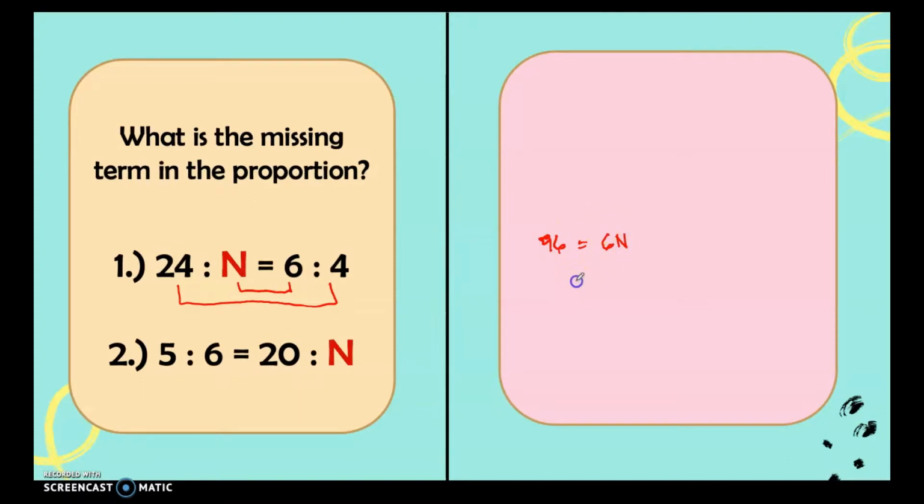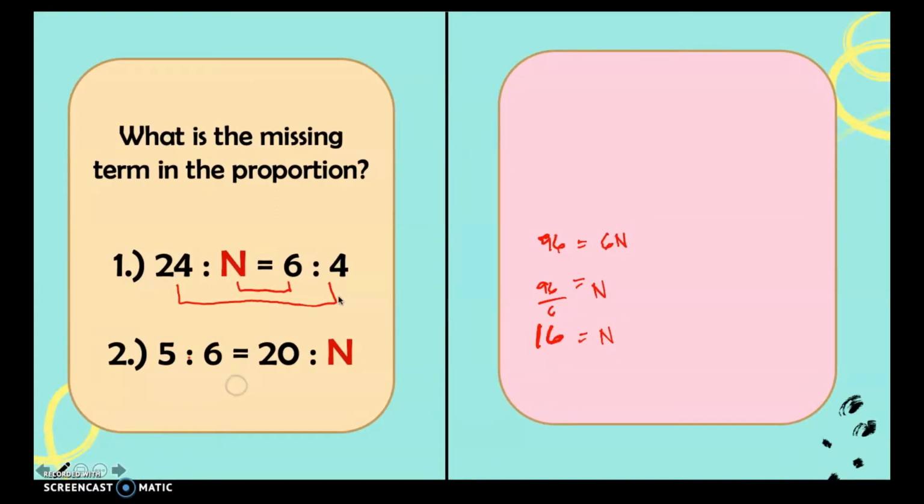Then to find the value of n, we divide 96 by 6, and the value of n is 16. If you want to check if your answer is correct, you multiply 16, the value of n, times 6, and you will get 96, and 24 times 4 is 96. So your answer, the value of n, is correct.